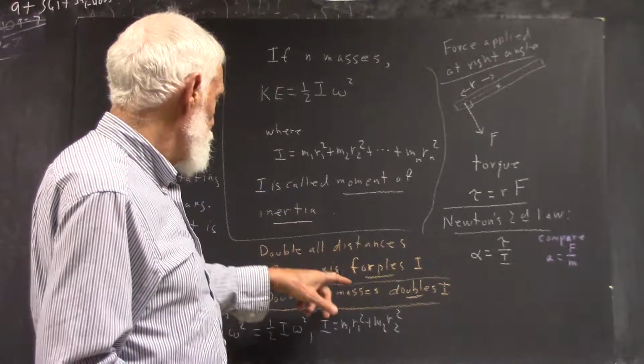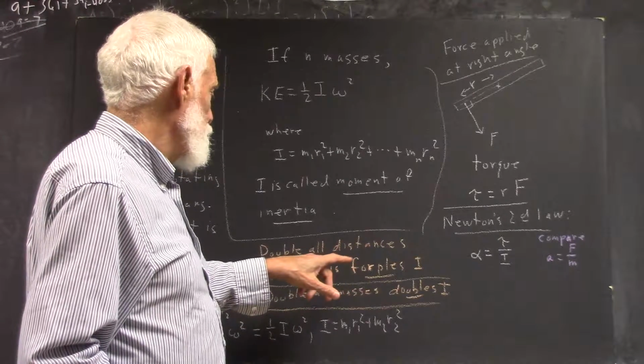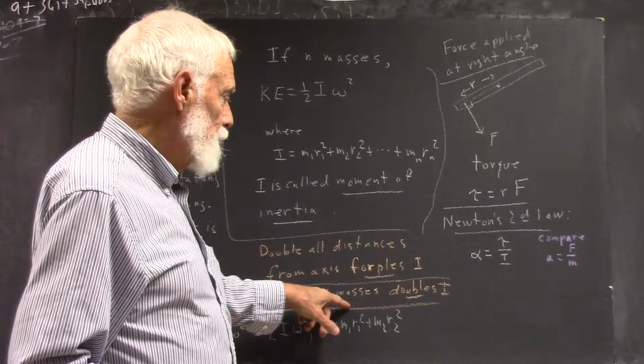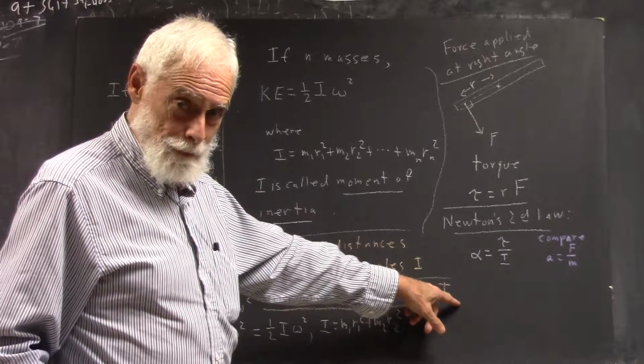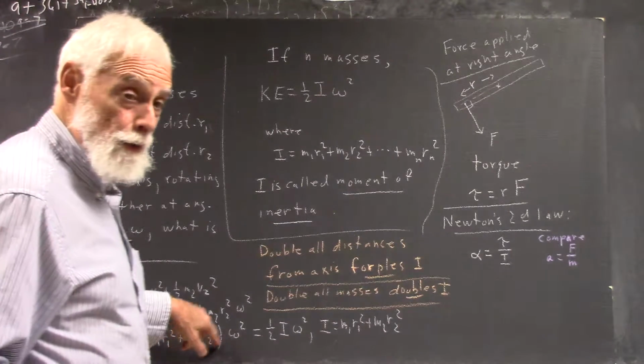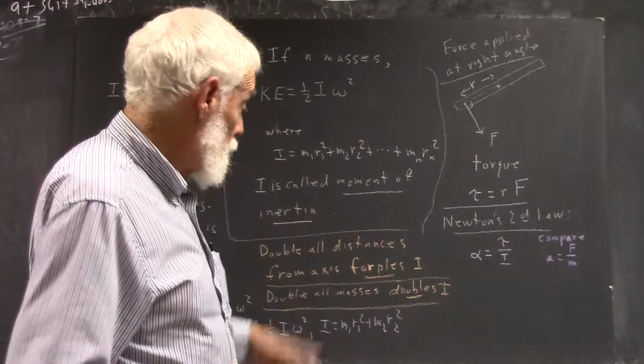Okay, double the distances from the axis, that forples the moment of inertia. Double all the masses, that doubles the moment of inertia, because the mass is just there as the first power. The r, the distance from the axis, is squared.